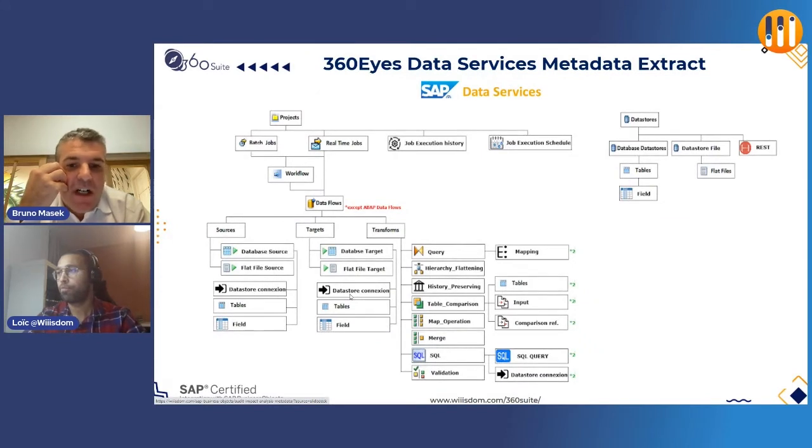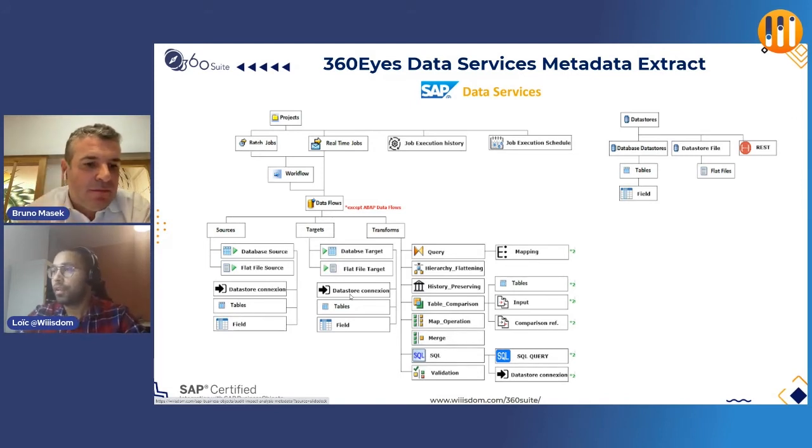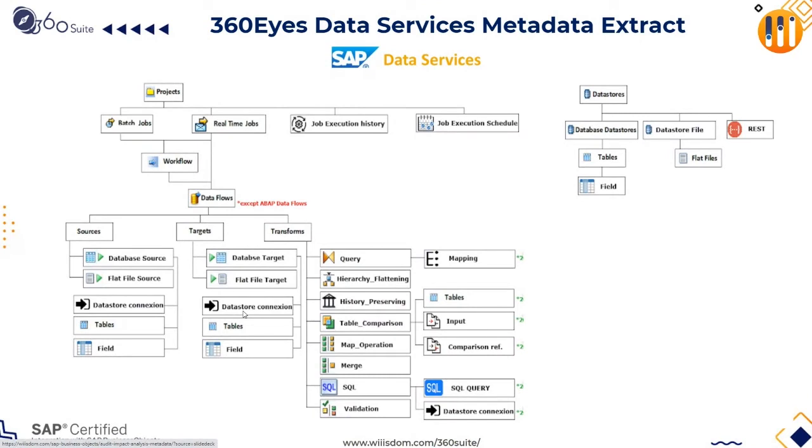So Loic, in terms of Data Services, what metadata are we able to extract? What can you tell us about it? Yeah, so on that screen, you can see pretty much everything we can retrieve. For all the people running Data Services, I'm pretty sure you know this. You have projects. You can see in your projects when you have ad hoc execution or scheduled execution. Then, of course, you have your workflow, data flow.